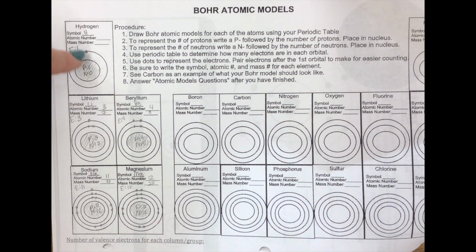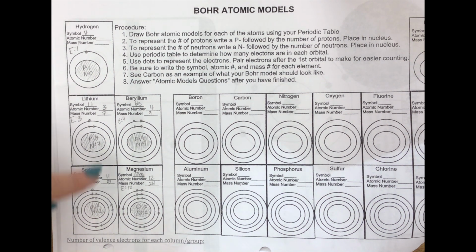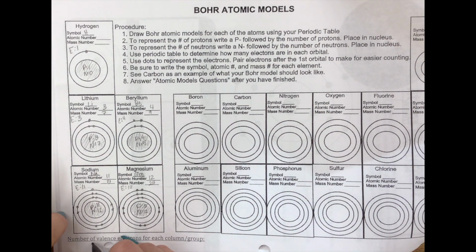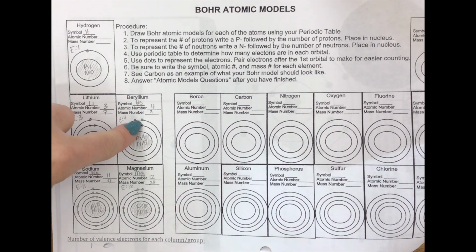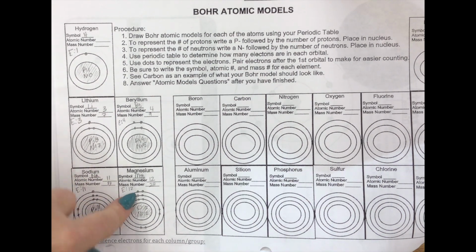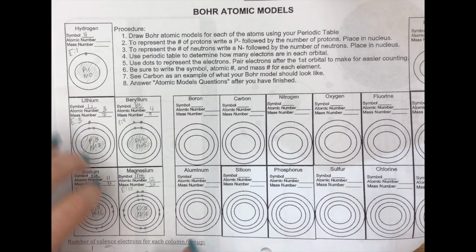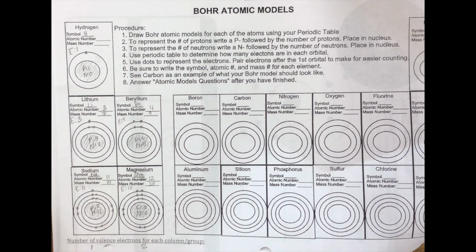So hydrogen has 1, lithium has 1, sodium has 1. So what do they have in common? They all have 1 electron in their outer shell. So 1 valence electron for all of these. Here, beryllium has 2, magnesium has 2. So all of them in the second column will have 2 electrons in their outer shells. These are known as valence electrons.